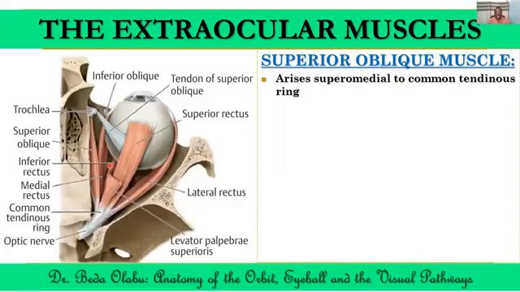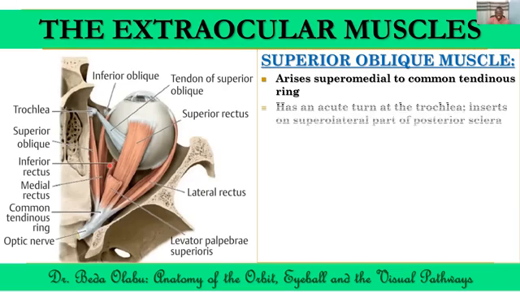All right, now we can talk about the two obliques. We'll start with the superior oblique, then inferior oblique. The superior oblique arises from the superomedial corner of the tendinous ring. So usually on the superomedial aspect of the tendinous ring, it has an acute turn anteriorly, and the point of turn is what we call the trochlea. It's actually a pulley for its tendon with a synovial sheath.